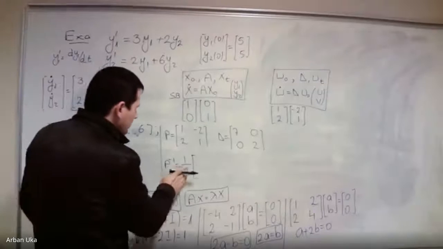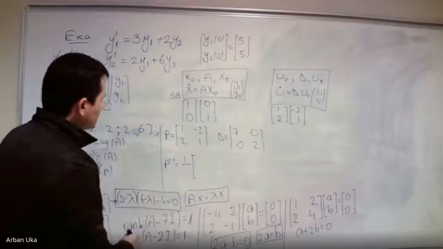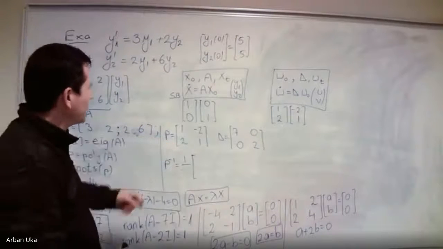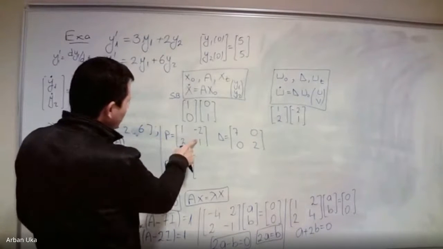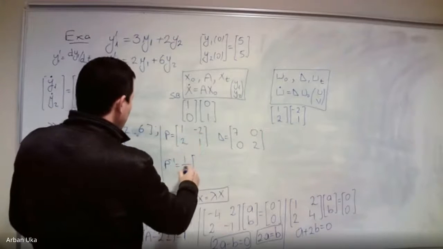Yes. It's 1 times 1 minus 2 times 2. It's 1 plus 4. Wait a second, but this is the determinant. We need the determinant of P, not the determinant of A. Oh, yeah, you are right. I was confused. Yeah, we're finding this. What is this? This is 1 plus 4. Yeah, you're right. This is 5.